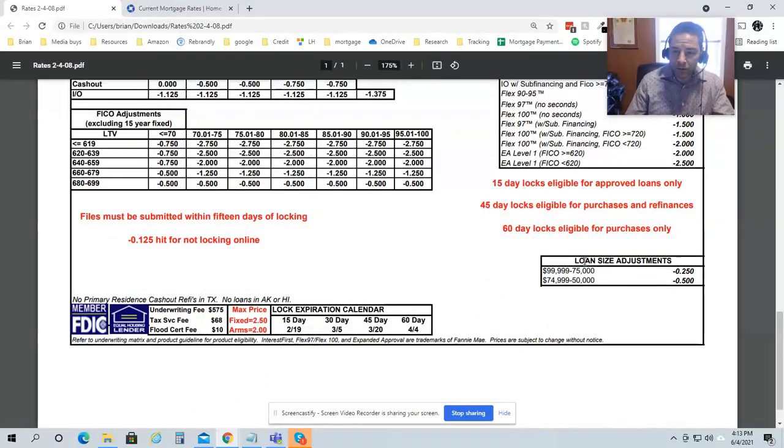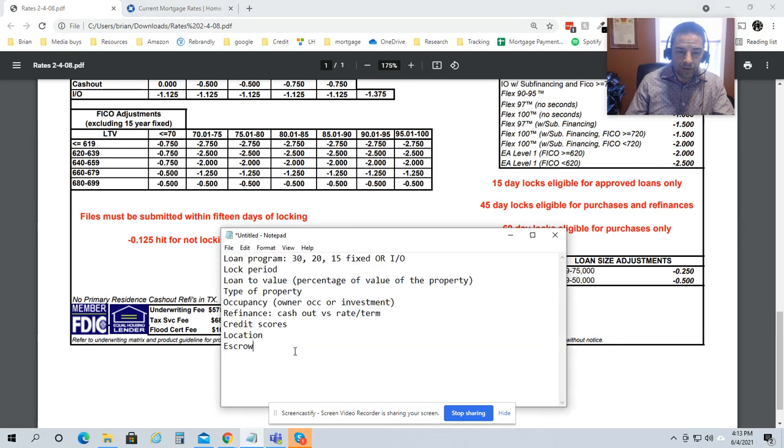You can see down here, loan size adjustments as well. If the loan is under 100,000, it's a quarter point adjustment. If it's under 75,000, if it's 50 to 74,999, it's a half point adjustment. So loan size. Okay, so all these things will affect your interest rate.